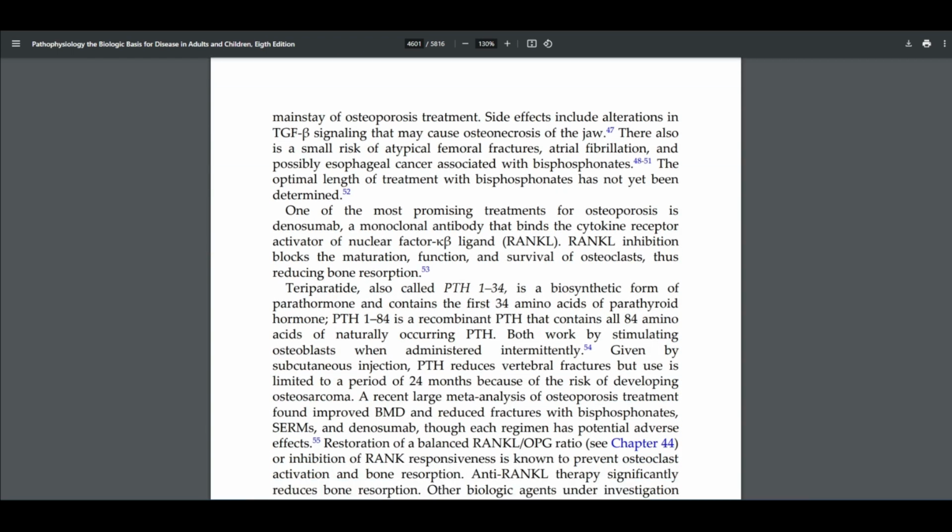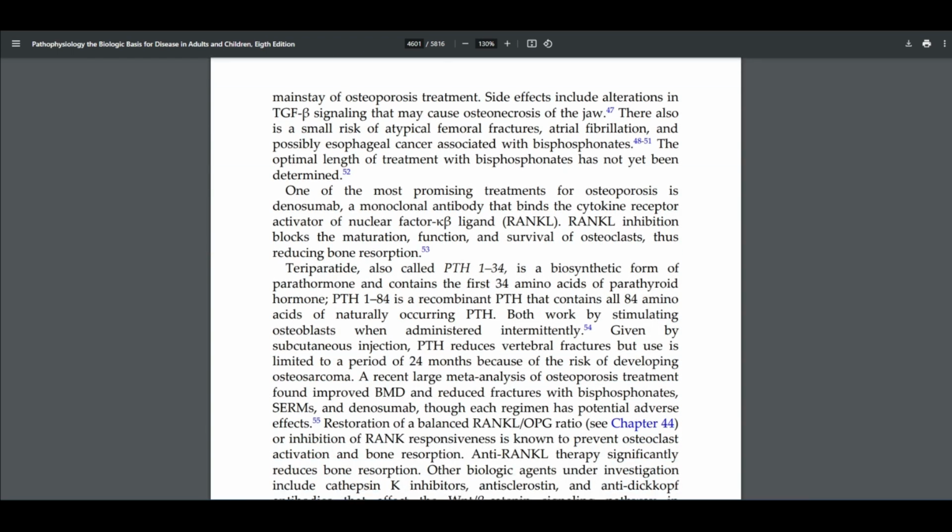Side effects include alterations in TGF-beta signaling that may cause osteonecrosis of the jaw. There also is a small risk of atypical femoral fractures, AFib, and possible esophageal cancer associated with bisphosphonates. The optimal length of treatment with bisphosphonates has not yet been determined.